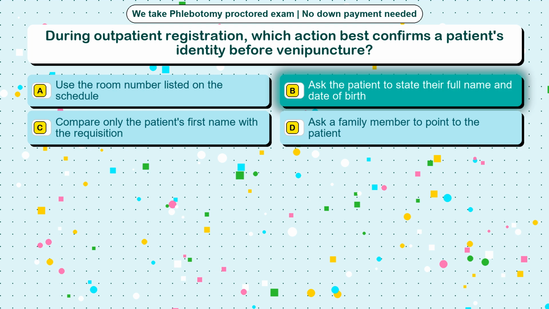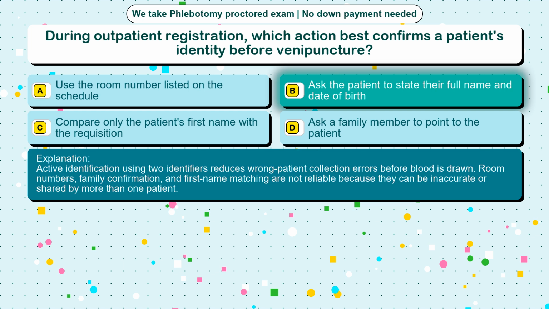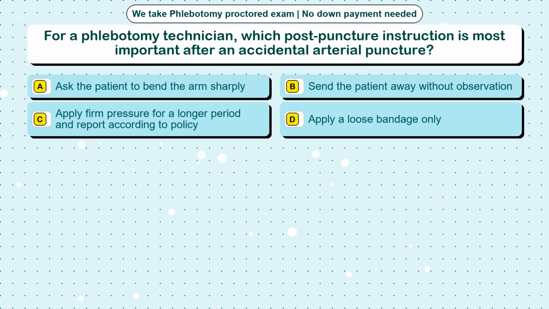The correct answer is option B, ask the patient to state their full name and date of birth. Active identification using two identifiers reduces wrong patient collection errors before blood is drawn. Room numbers, family confirmation, and first name matching are not reliable because they can be inaccurate or shared by more than one patient.